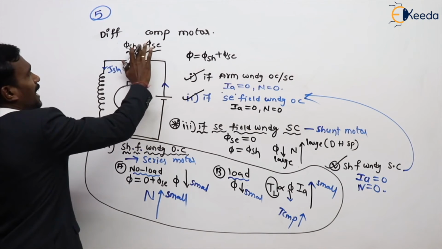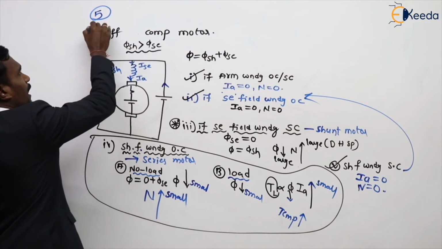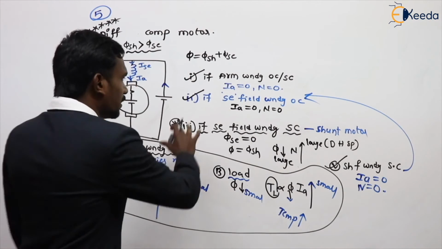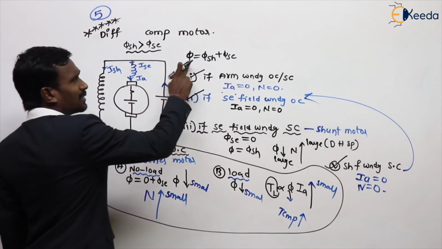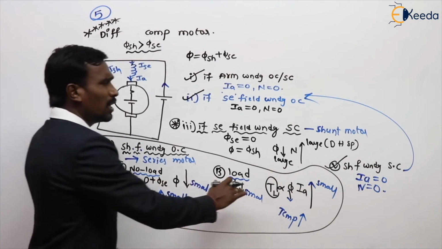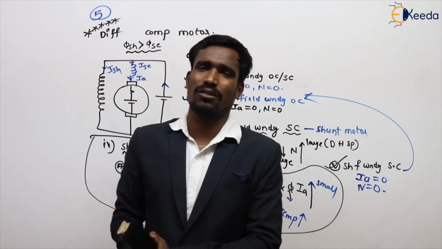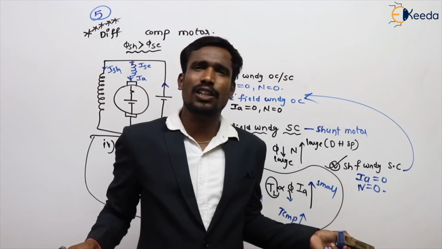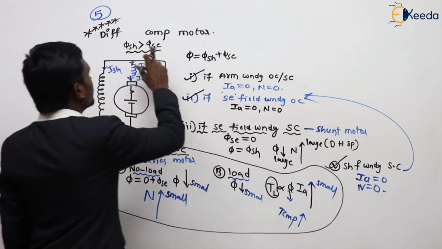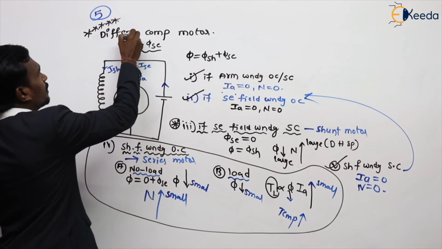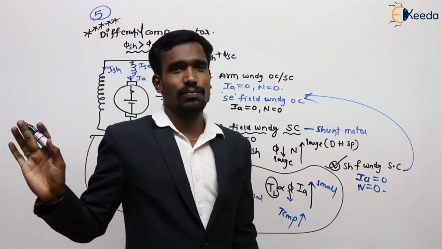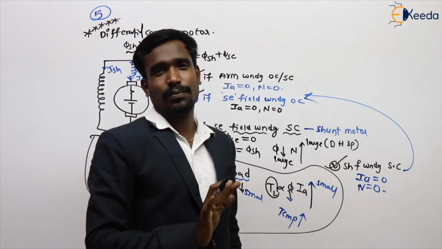This is very important actually. Comparatively, we have to analyze must and should. Because in all these cases, the flux is initially positive, even here also positive, even here also positive. There is no change in flux direction. If there is no change in flux direction, there is no change in speed direction. But only in the case of the differential compound motor, in this case flux will change. That's why this is important.